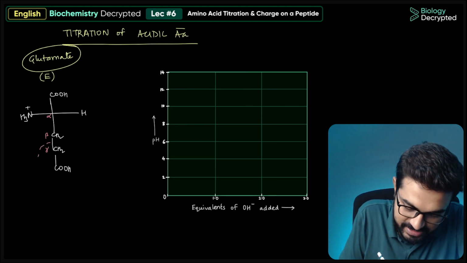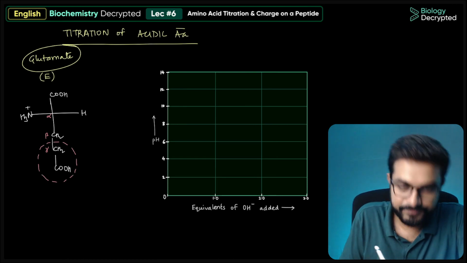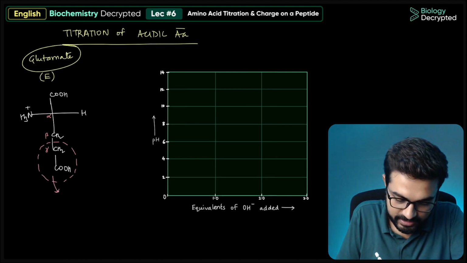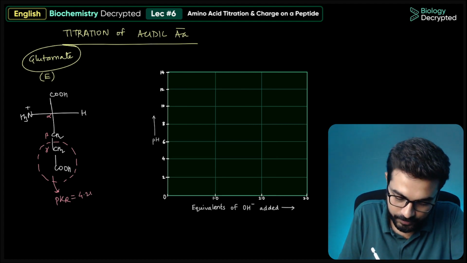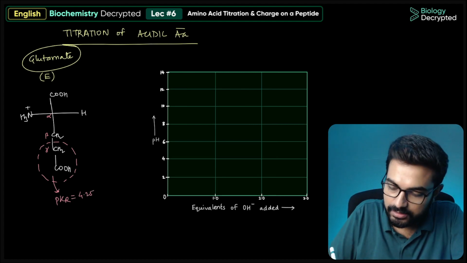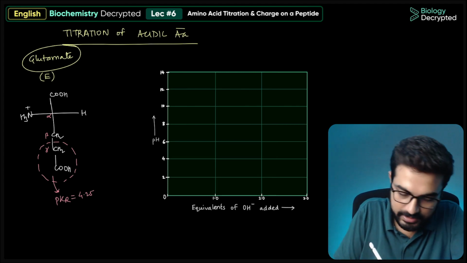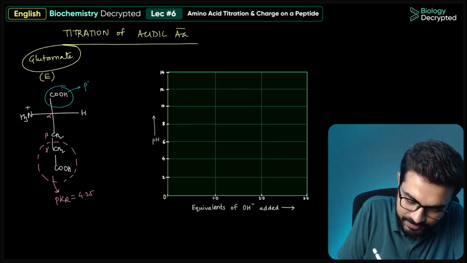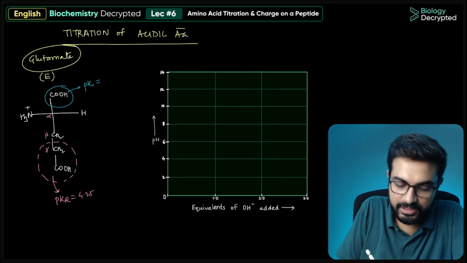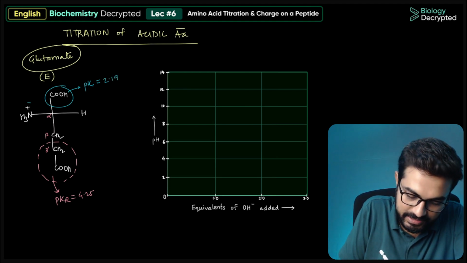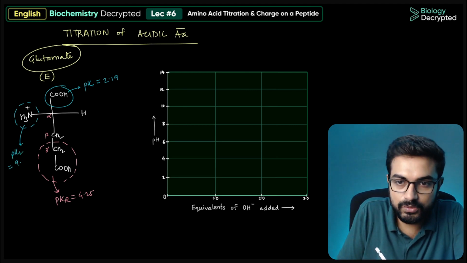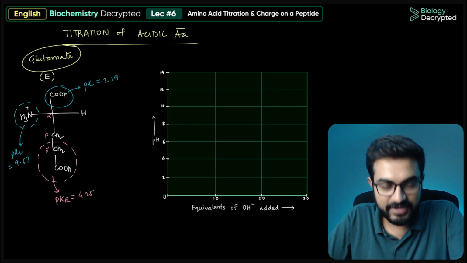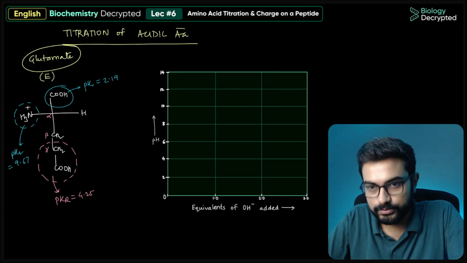For this gamma carboxylic acid, the value of pKr here is 4.25. We know that approximately the pK1 here will be 2.19, and the pK2 in this case will be equal to 9.67. So this is the value of pK1 and this is the value of pK2.